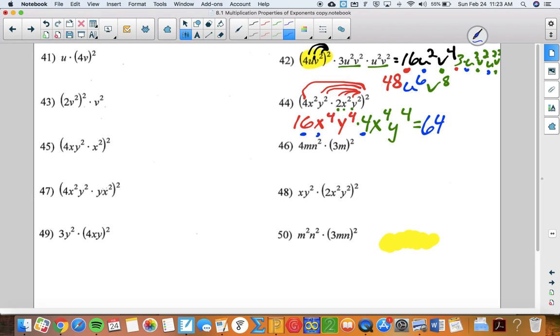Then here we have x's. So x to the 4th times x to the 4th is x to the 8th. When we multiply the bases together, we add the exponents. And then same here with the y's. Y to the 4 times y to the 4 is y to the 8.